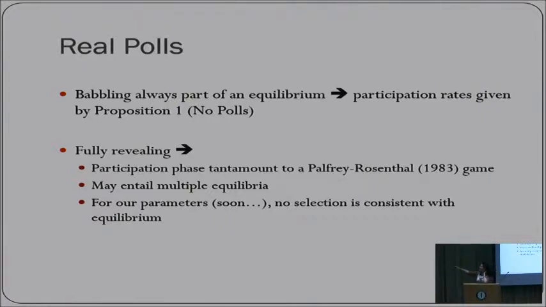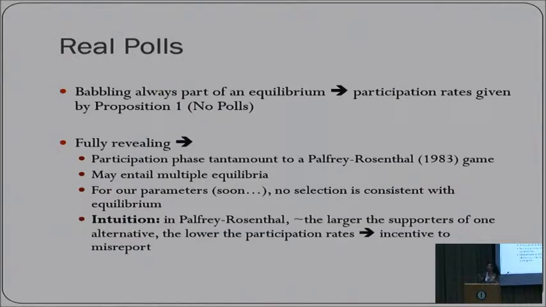So these games may entail equilibria, but for our parameters, it turns out that there is no such equilibrium that is consistent with this. What is roughly the intuition? If you don't know the Palfrey-Rosenthal, don't worry. Essentially, if everything is revealed perfectly, we know that the minority group is going to be likely to participate more. They need to participate more if they have any chance of winning.